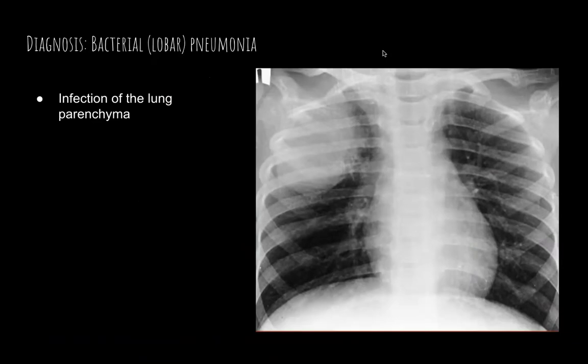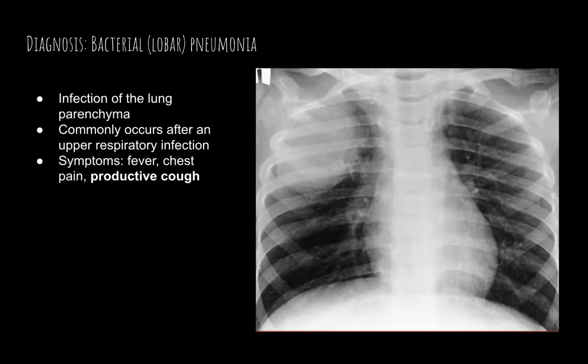Oh boy. So this is an infection of the lung parenchyma, and it commonly occurs after an upper respiratory infection, maybe one that wasn't fully cleared out. So when you hear of someone who had a cough, signs of some sort of upper respiratory infection that got worse instead of better, then you might be thinking of a case of bacterial pneumonia. The symptoms are exactly how Pops presented. They'll have a fever, they'll typically have chest pain, and a productive cough, which just means you're spitting stuff up.